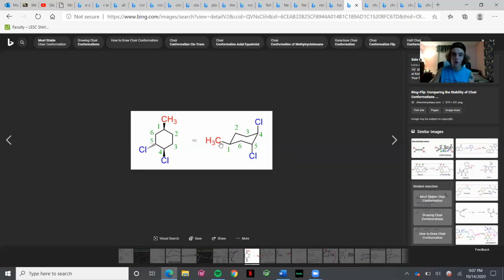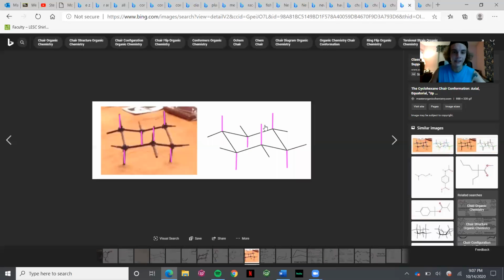But this is in red. That's because it's an equatorial. Now the difference between equatorial and axial is that equatorial is anything except a perfectly vertical line. Axial is a perfectly vertical line. So here you have axial chlorines. Here you have an equatorial methyl. Equatorial is the more stable of the groups. And that's because it's within the same plane as the majority of these other carbons. If you can picture it in the 3-dimensional plane and such, and I have an example of that right here.